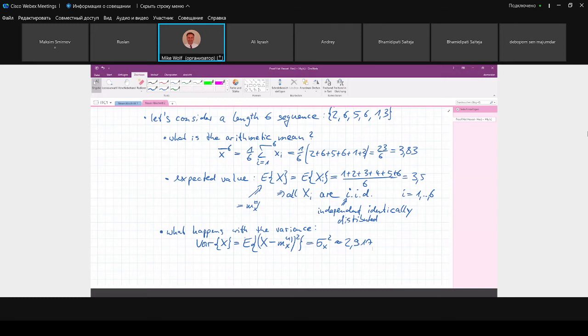You even see it from the equations. The expected value of x1 plus x2 is the expected value of x1 plus the expected value of x2. And for the variance, not for the second moment, we get that the variance of the sum is the sum of the variances of the individual random variables.